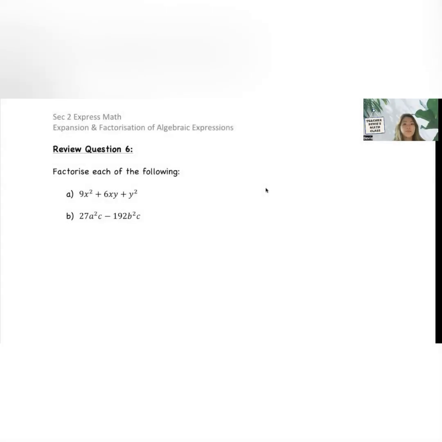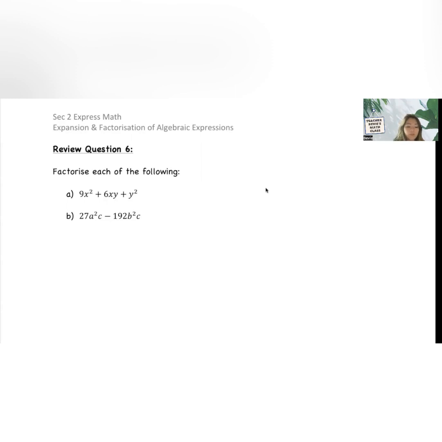Review question 6, factorize each of the following. All right, so for part A, I have 9x squared plus 6xy plus y squared. Just taking a look at this, this is a special kind of quadratic equation, or I can also see it as a special identity equation as well. So I have two methods of doing this.